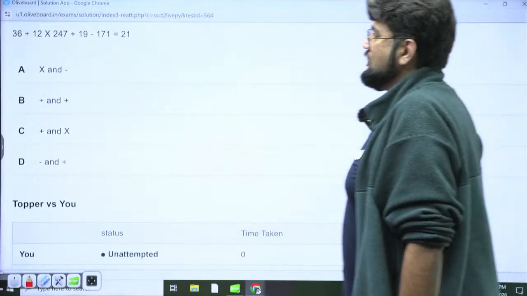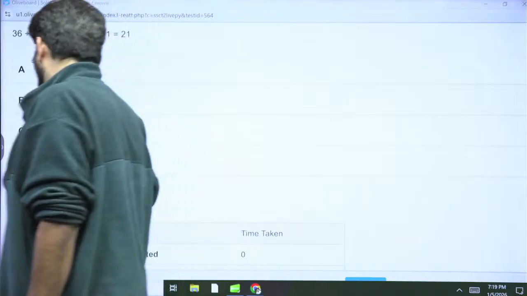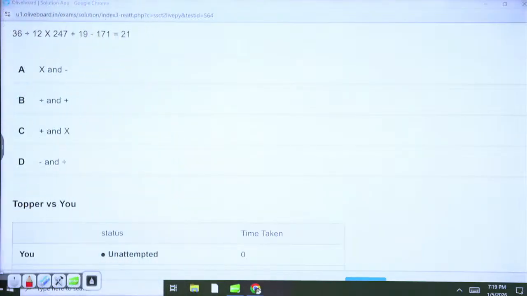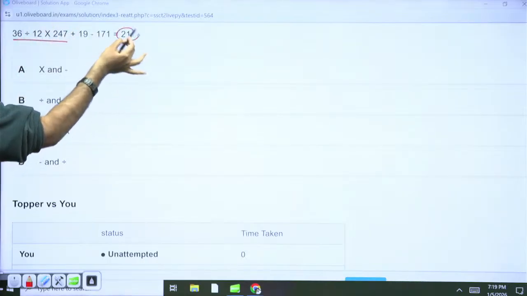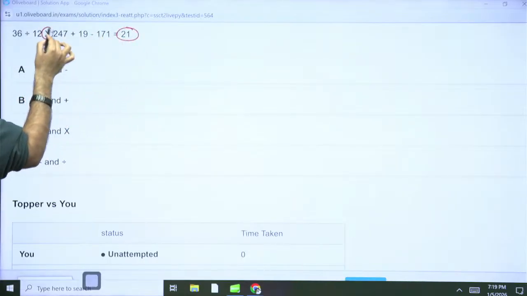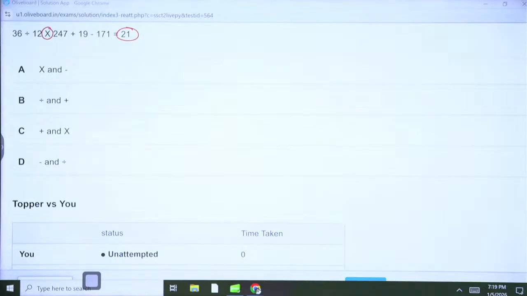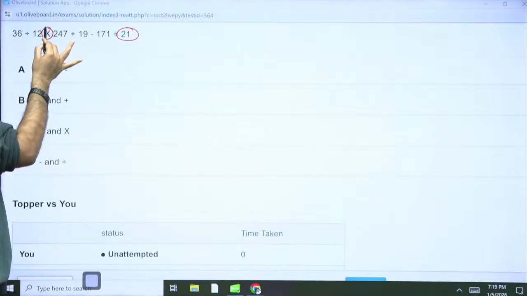Which of the signs should be interchanged to make the equation correct? This is a good one. Now see, 36 divided by 12 would have been 3. 3 into 247 is crossing 600. No matter what I do, I'm not going to get 21 here. So this multiplication is actually a trouble. But can I change this multiplication to a good place?